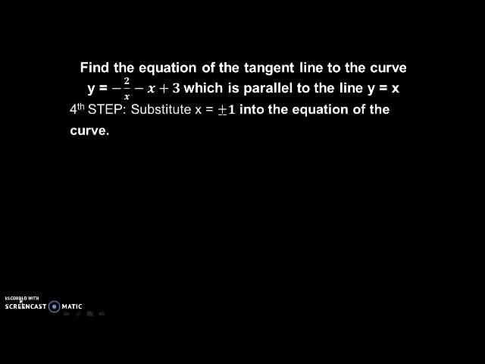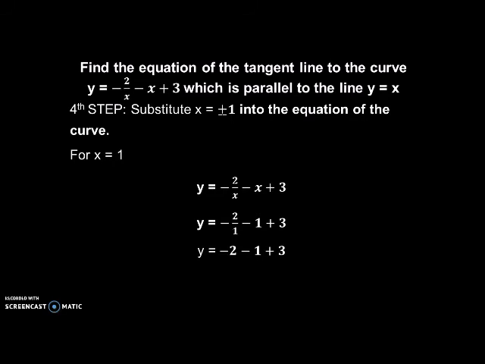The fourth step is substitute x is equal to positive and negative 1 into the equation of the curve. So for x is equal to 1, here is the equation of the curve. So let us substitute x is equal to 1. So y is equal to negative 2 over 1 minus 1 plus 3. So let us now simplify. So y is equal to negative 2 minus 1 plus 3. So the value of our y is equal to 0.